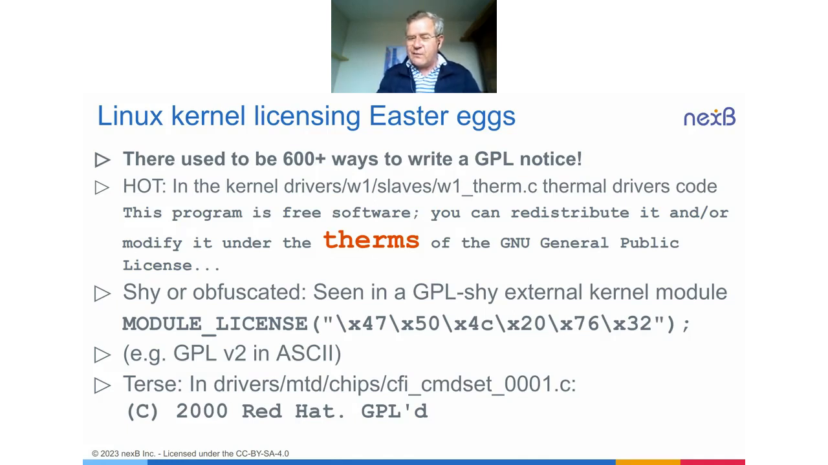Or another example elsewhere, an external out-of-tree kernel module, which was using an obfuscated module license tag, 4750 4C20 and so on, which means GPL v2 in ASCII codes. Obviously, this is not the best way to provide documentation. It still means GPL, there's no ambiguity about it, but most tools would just say, I have no idea what it means. Or it could be extremely terse.